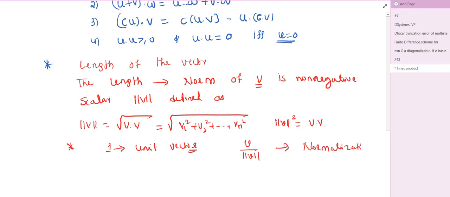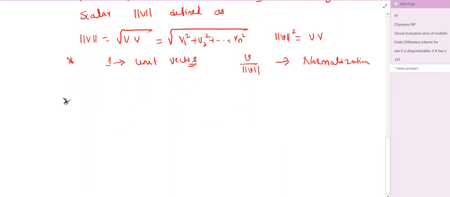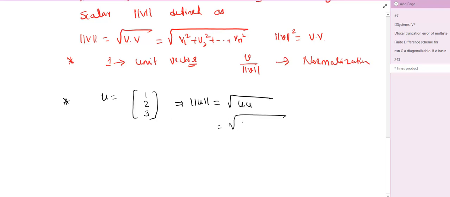Normalization. That is, any vector, if you are dividing by its norm, we call it the normalization. Okay, so now let's understand the length of some vectors. If you have a given vector u equal to 1, 2, 3, and you want its length, it is simply the norm of u, which is equal to the square root of u dot u. So u dot u is 1 plus 4 plus 9, so it is the square root of 14. So this is the length of the vector u.